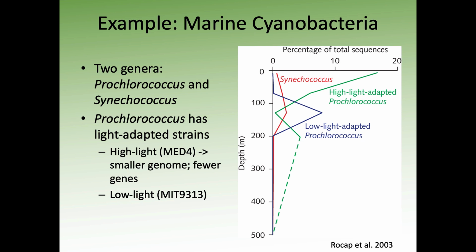So we have strains of Prochlorococcus that are adapted to high light environments, in terms of the MED4 strain. It has a little bit smaller genome with fewer genes versus the low light adapted MIT9313 strain. Also, we tend to see Synechococcus in more of these low light environments as opposed to high light environments. And the data that we're looking at here, showing these abundances, is the total percentage of sequences. So we're taking environmental DNA and seeing how much sequence representing each of these strains we find at each of these depths. And that's what's giving us this profile and allowing us to define where we would expect to find these things.